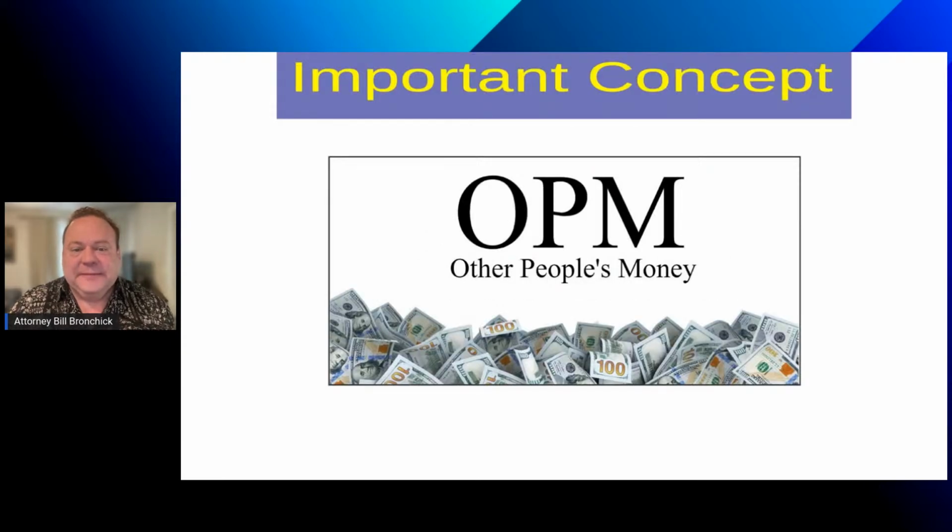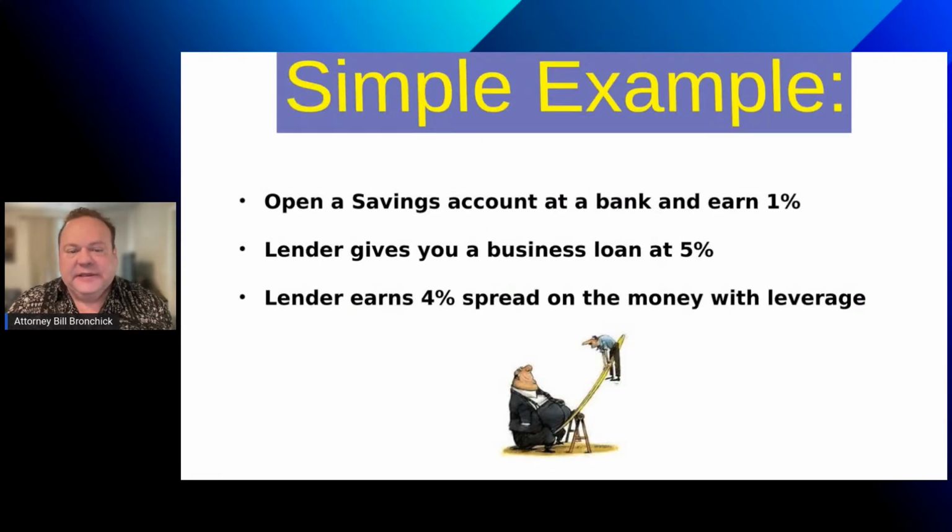The important concept here of a wrap is really OPM, other people's money. So we're using other people's money to create cash flow. As a simple example, just as a parallel, as simple as I can make it, if you open a savings account and earn 1%, and then that same lender gives you a business loan or a mortgage or whatever at 5%, the lender is earning 4 points on the spread, with leverage.